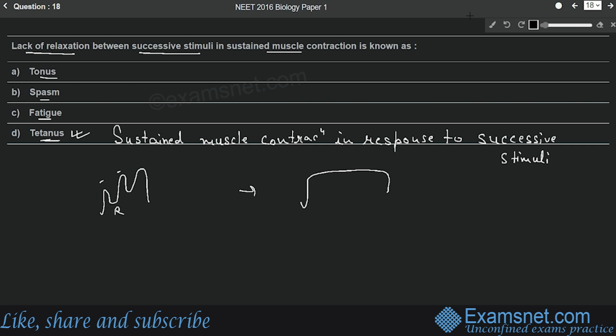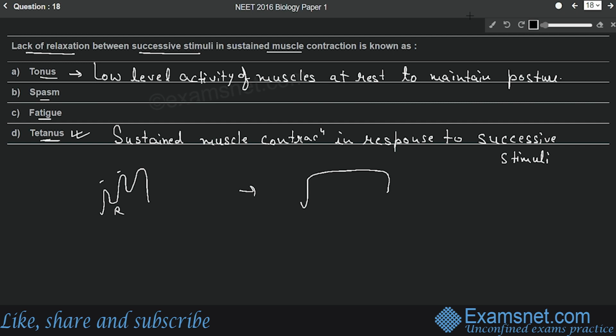First one is tonus. So tonus is basically low level activity of muscles at rest to maintain posture. Maintain posture. What does it mean? It means that even when you are at rest, your body is not completely relaxed, your muscles are not completely relaxed. There is some amount of contraction in order to maintain the posture.